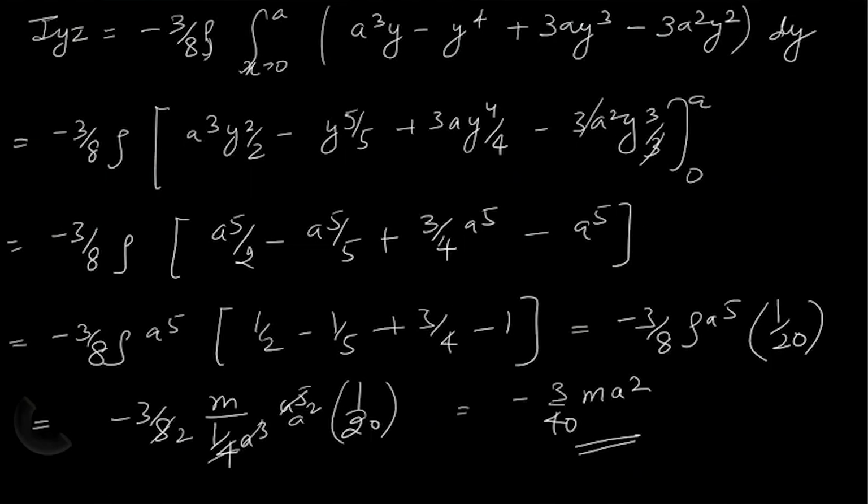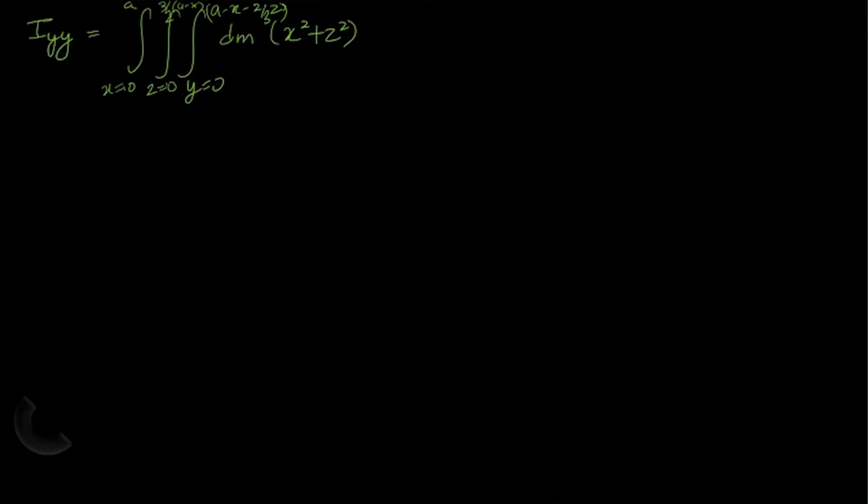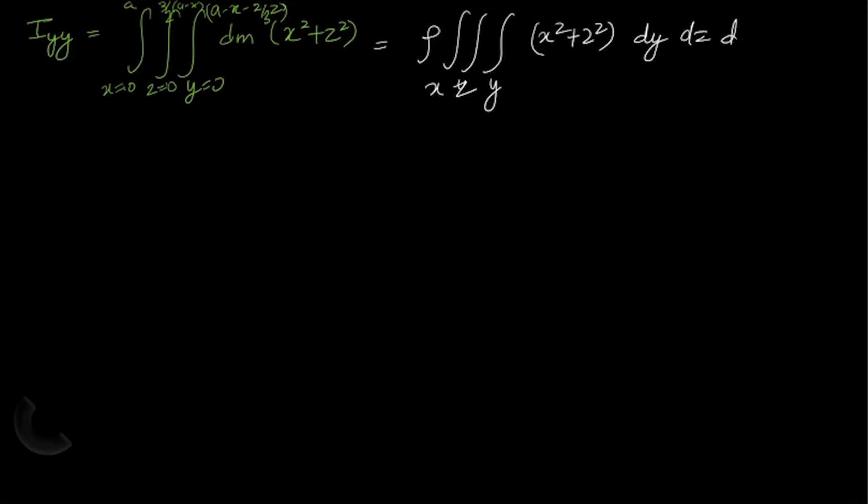So now move to the next element. So the next element is IYY. So this is the expression and these are the limits. So now substitute for dm. This is rho integral x z y, and this is x square plus z square dy dz and dx.